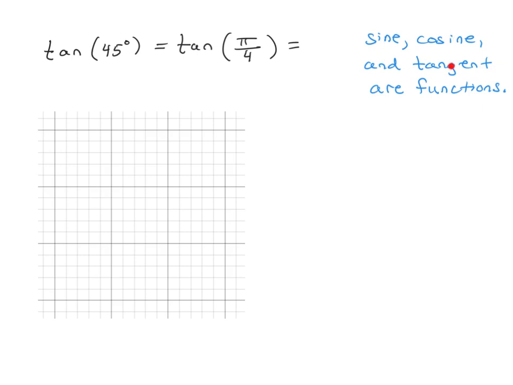Sine, cosine, and tangent are defined to be functions. What that means is if you put a single number into something like tangent in either degrees or radians, you're only ever going to get one number back.